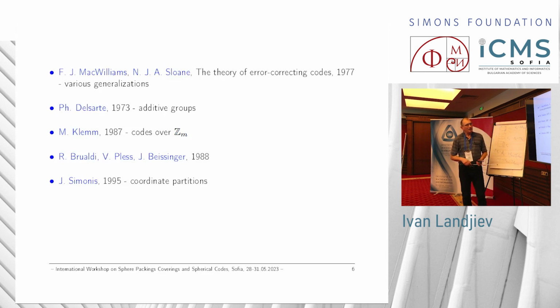Later on, this is quite important, Klemm wrote MacWilliams identities for codes over integer residue rings. This is just another proof of the MacWilliams identities, but it is rather nice, because he wrote MacWilliams identities, as did Simonis, for different coordinate partitions.